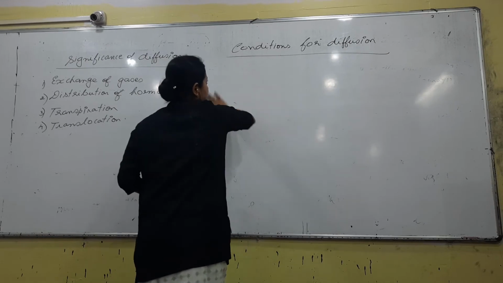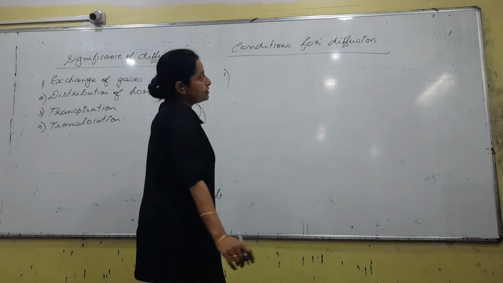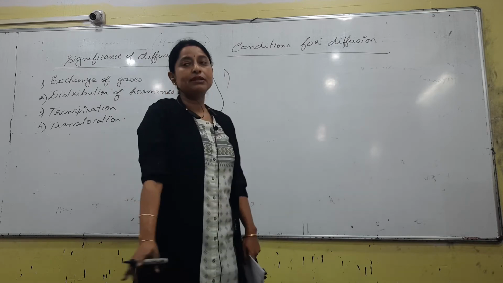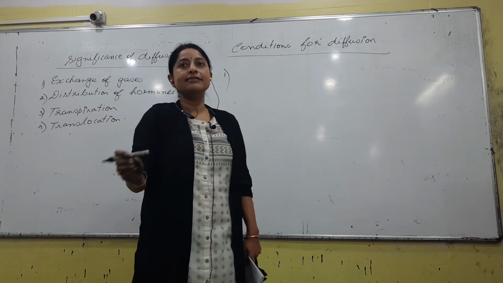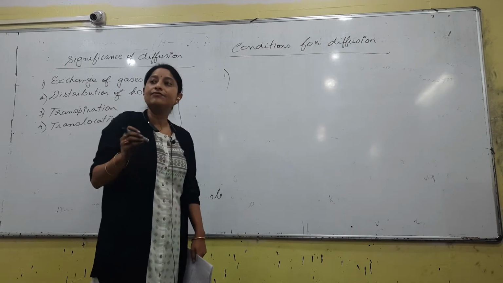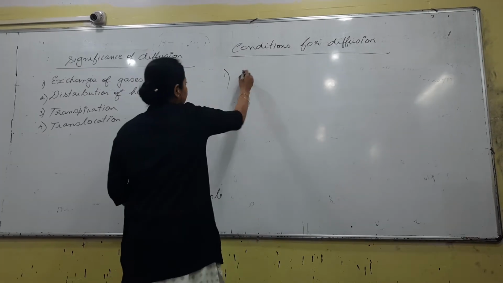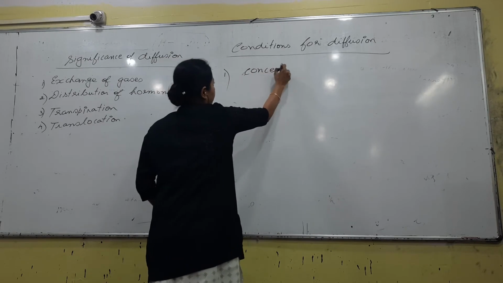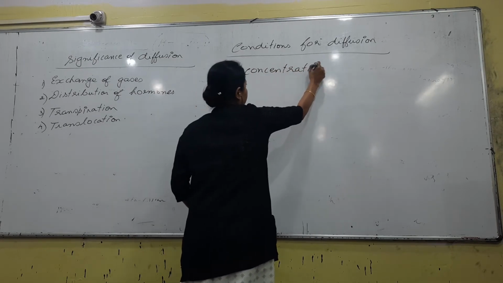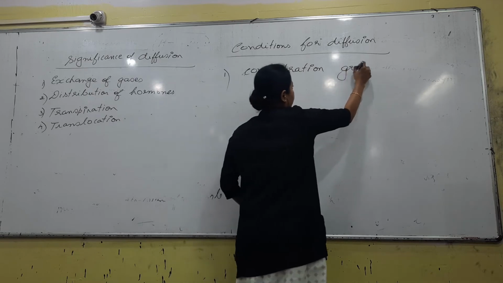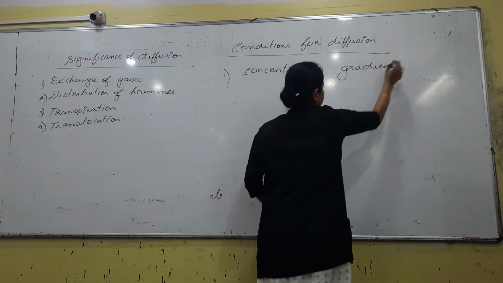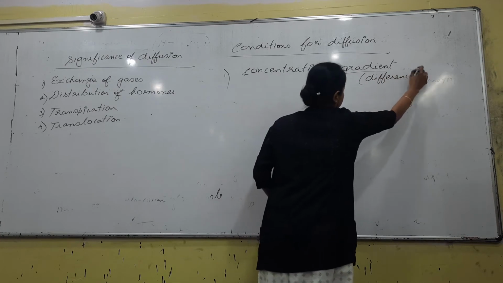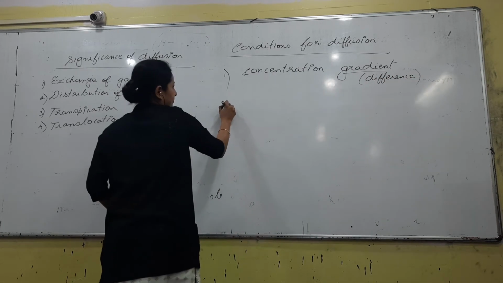So there are certain conditions for diffusion. Diffusion process হ'বলৈ লাগিলে, what is the first condition? Concentration gradient. What do we understand by the word gradient? Difference. Concentration difference থাকিব লাগিব, তেতিয়াহে diffusion process টো হ'ব. So what is the first condition that is required? Right.